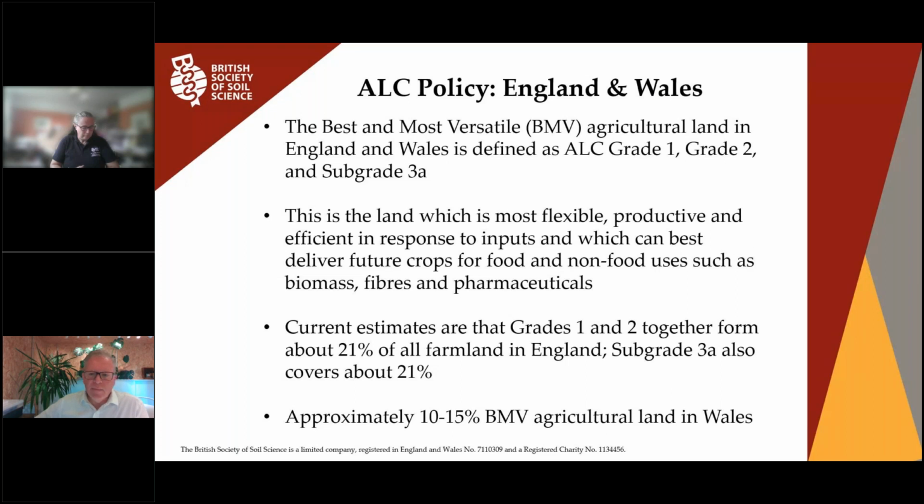So this is why the land in ALC grade 1, grade 2 and subgrade 3A has been picked out really as a limited finite resource in England and Wales. And that's because it has most value for those reasons explained. So current estimates of grade 1 and 2, we reckon there's about 21% of all farmland in England in this grade. And then subgrade 3A also covers about another 21%. So you can see of all the agricultural land in England, 42% of that's best and most versatile.